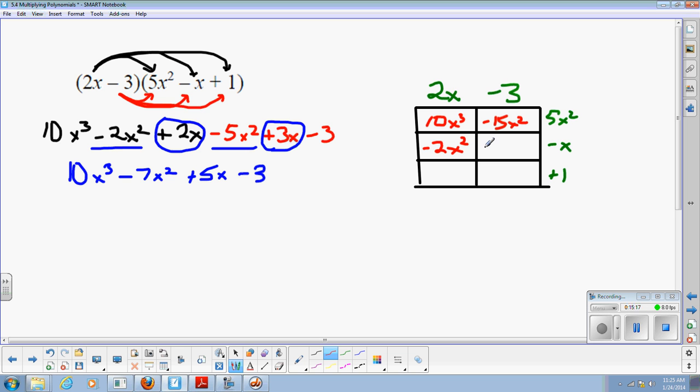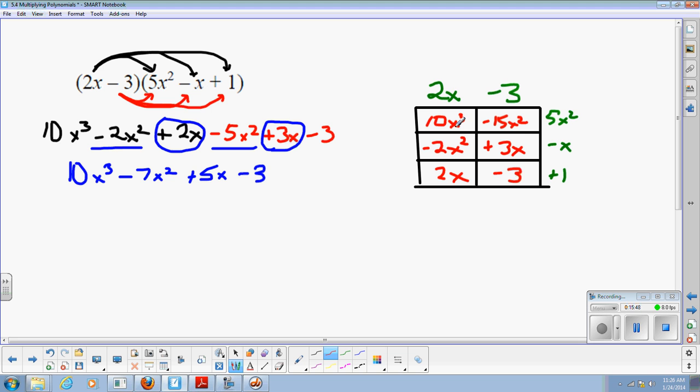2x times a negative x is going to be a negative, oops, I'm sorry, my fault, negative 3 times negative x will be a positive. I got to get my handy dandy eraser out here. Okay. Sorry about that. So now I'm doing negative 3 times the negative x, or the opposite of x. Negative times a negative is a positive, so I'm plus 3x. 2x times 1, 2x. Negative 3 times 1 is a minus 3.